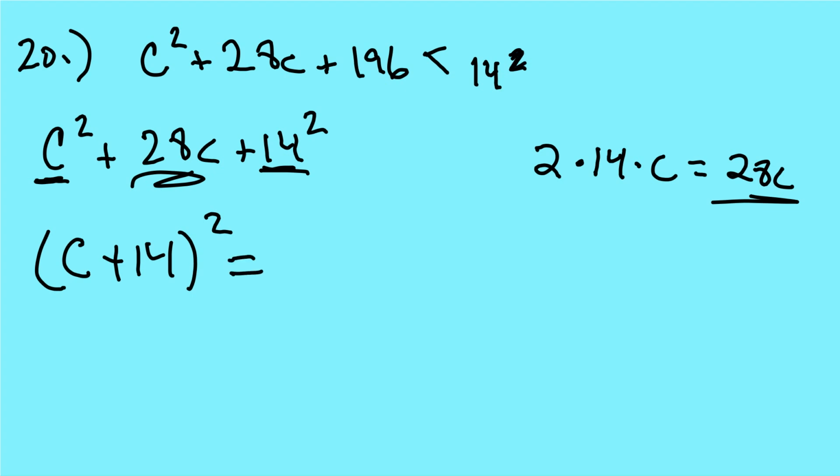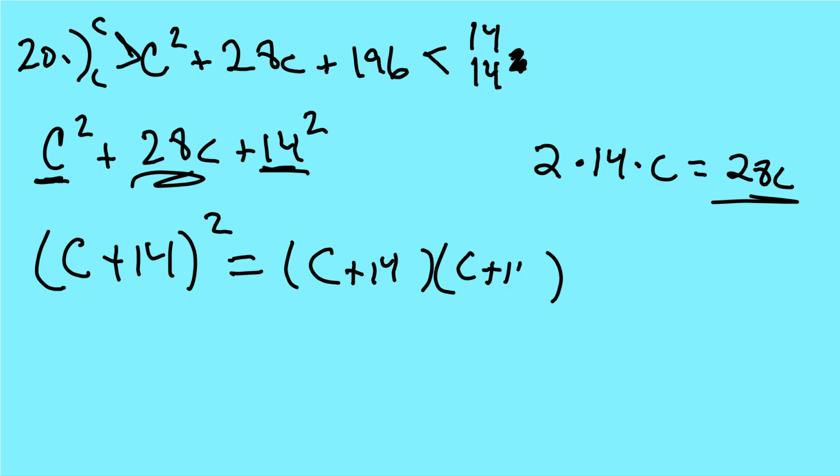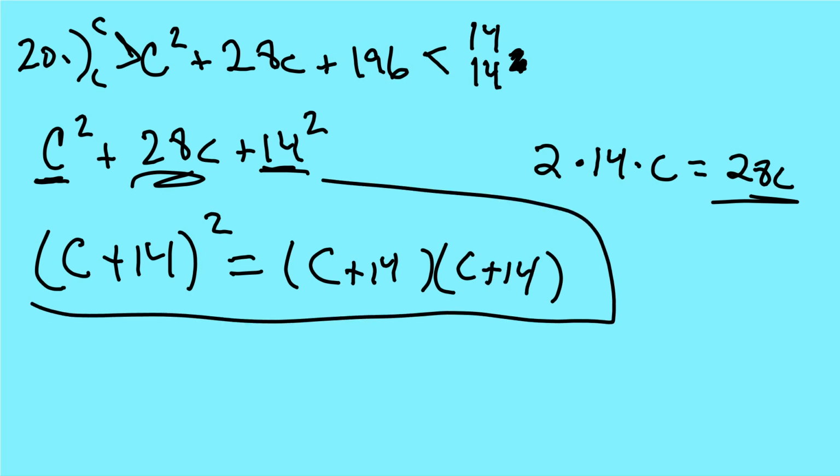If you don't like that, you can just break down the first term. How do I get c squared? C and c. How do I get 196? 14 and 14, and that adds to be 28, so I put c plus 14, c plus 14. See how either one of these gives you the same answer? So it doesn't matter which one you pick. And that's it for 20.